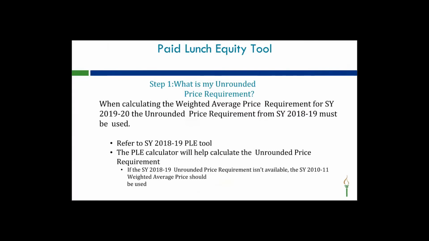So step 1, what is the unrounded price requirement? When calculating the weighted average price requirement for school year 2019-20, the unrounded price requirement for school year 18-19 must be used. You would need to refer to your school year 2018-19 PLE tool, and the PLE calculator will help calculate the unrounded price requirement.